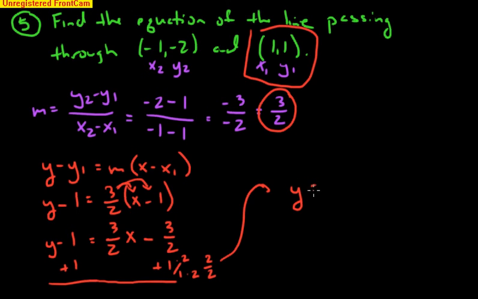So we get y equals, this side cancels, the 1 cancels, 3/2 x, and then here, -3/2 plus this 2 over 2, okay? It's a plus. -3/2 plus 2/2 is -1/2. And there's the equation of this line.